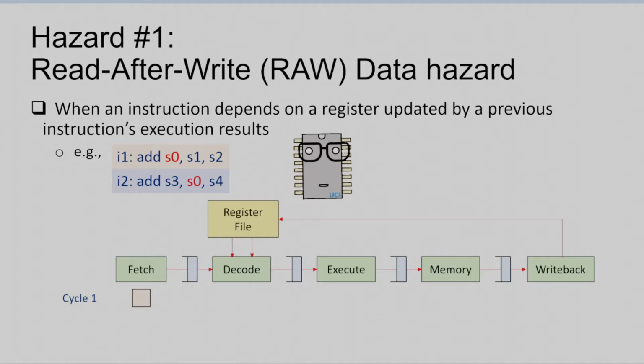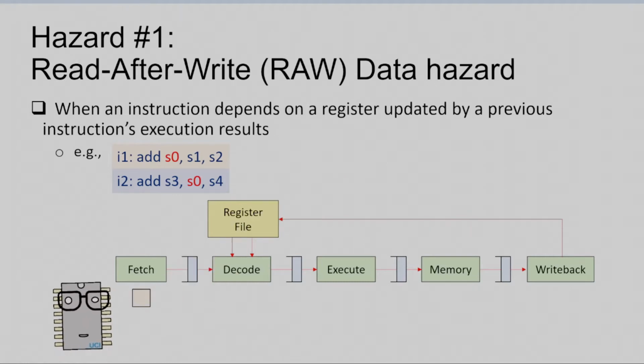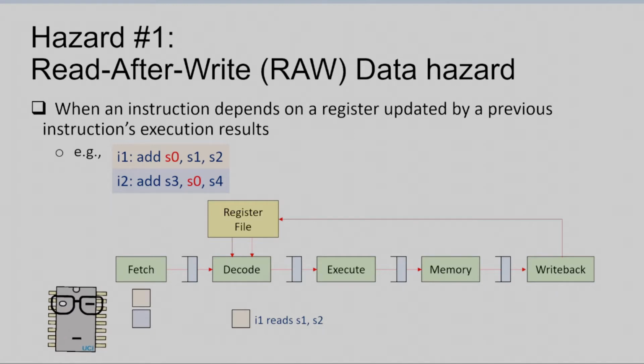So what would that look like in our naively implemented pipeline? In the very first cycle, we have instruction 1, which is the red block, coming into the system. So we fetch instruction 1. At the next cycle, this instruction would have moved on to the decode stage. In the decode stage, if the instruction does any register reads, the register reads will be satisfied from the register file. So at the second cycle, instruction 1 will read S1 and S2 from the register file.